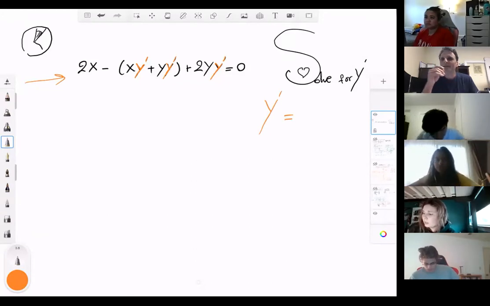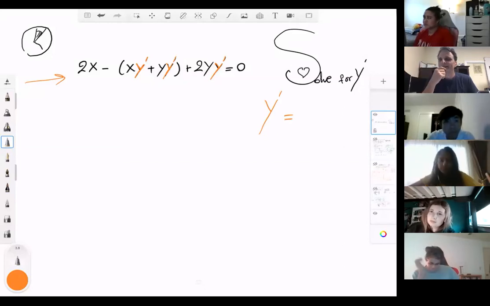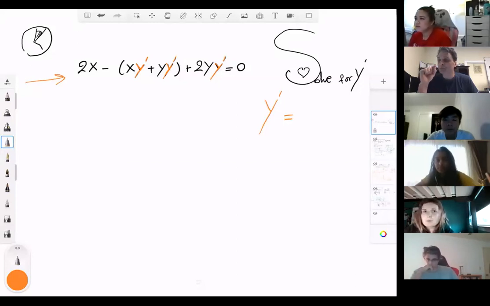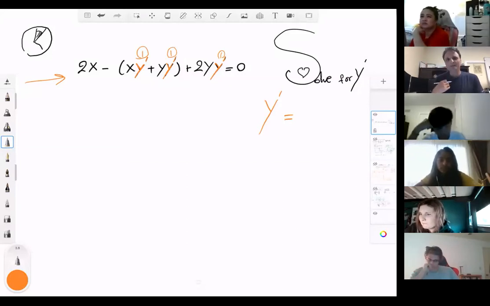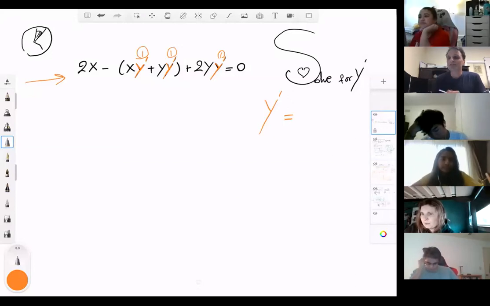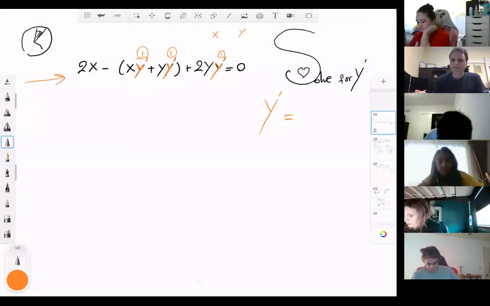Is this linear, quadratic, logarithm? What type of equation is this with respect to y prime? It's linear, correct? Because the degree is 1. I'm going to call it linear in the differential equation sense, but for us, they ask us to solve for y prime. That means x and y are numbers, like 2 and 3.